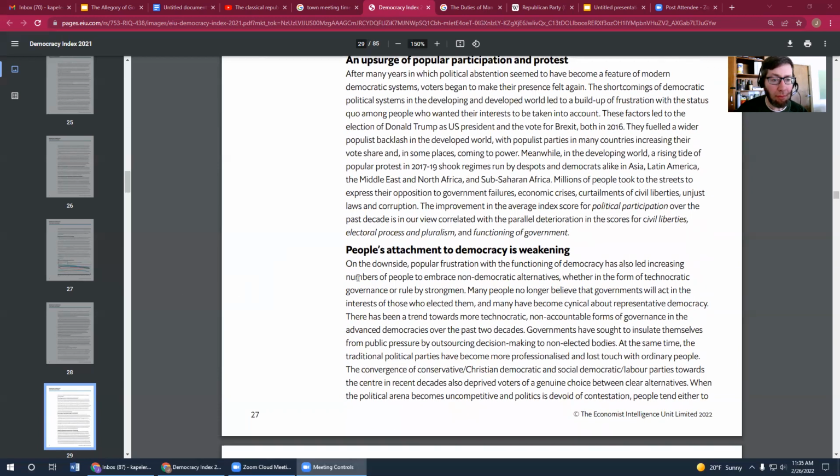Let's see. It says, on the downside, popular frustration with the functioning of democracy has also led increasing numbers of people to embrace non-democratic alternatives, whether in the form of technocratic governance or rule by strongmen. Many people no longer believe that governments will act in the interests of those who elected them, and many have become cynical about representative democracy. There has been a trend toward more technocratic, non-accountable forms of governance in the advanced democracies in the past two decades. So let me read on. Governments have sought to insulate themselves from public pressure by outsourcing decision-making to non-elected bodies.